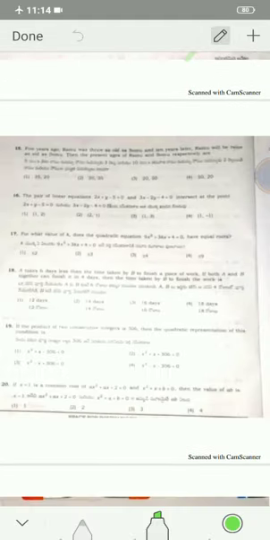15th one. 5 years ago Ramu was 3 times as old as Ramu. Some question is given, so the answer is 50, 20, which is option 4. 16th one. So two pair of equations are given, linear equations, and they will intersect at a point 2, 1, which is option 2. 17th one. For what value of k does this quadratic 9x square plus some values given will have equal roots? So the answer is plus or minus 4, which is option 3.